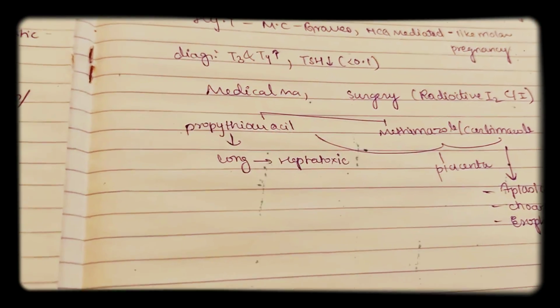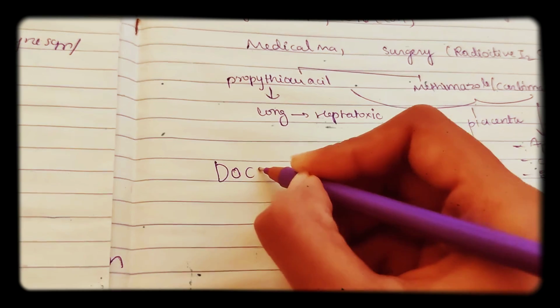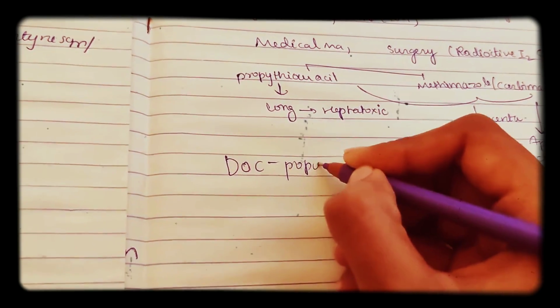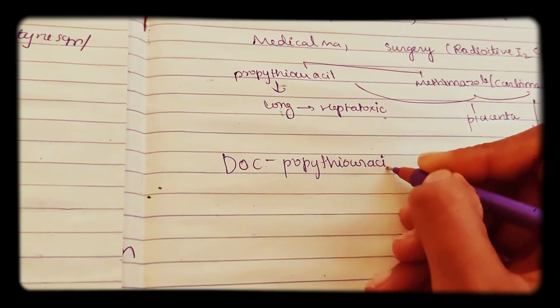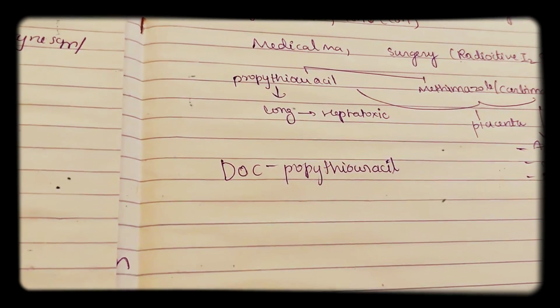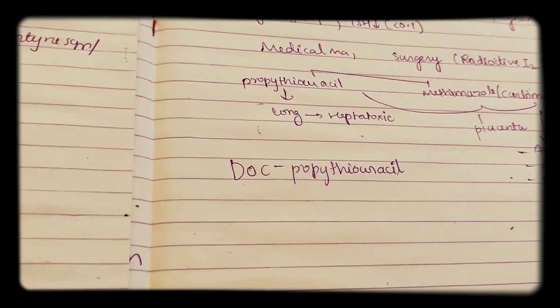So what is the drug of choice? As there are many side effects, what is the best drug of choice for hyperthyroidism in pregnancy? That is propylthiouracil. Why? Because with propylthiouracil, we have seen that only if you use it for a long time will it lead to hepatotoxicity. So this drug also we should monitor and give only for a short time during pregnancy.